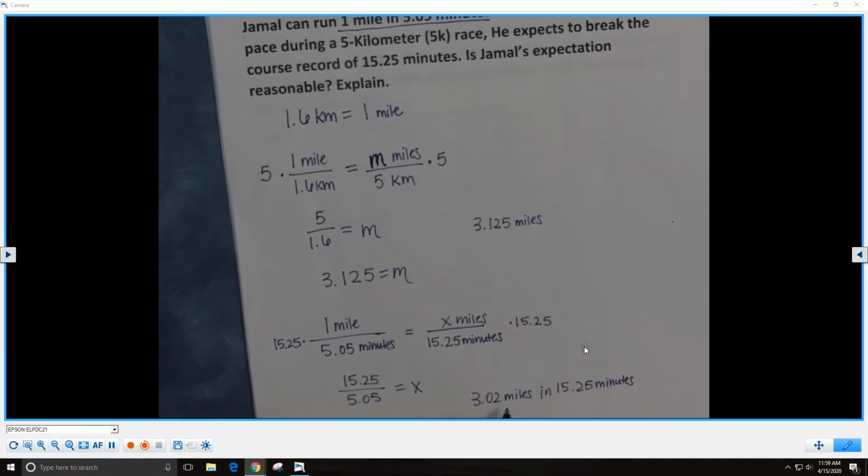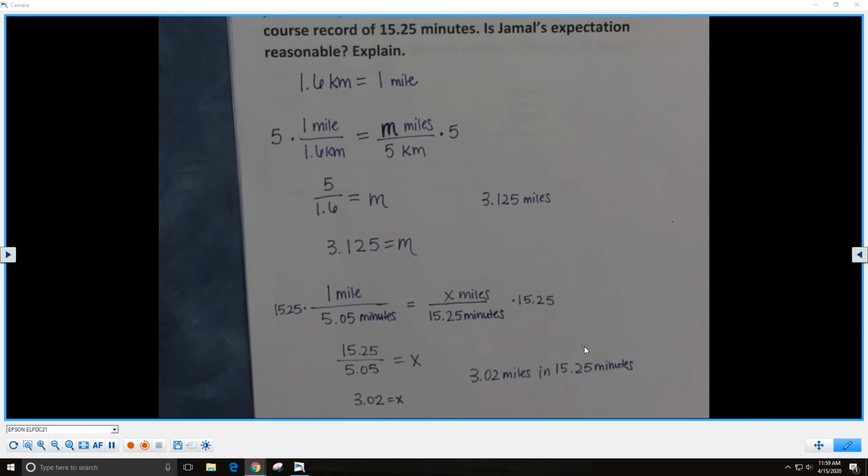Well, that 3 and 2 hundredths miles is just short of the 3 and 125 thousandths mile race, so he's not going to break the course record at that pace. So we just used the constant of proportionality to help us solve a real-world problem to help Jamal. Let's do some more problems to continue learning about the constant of proportionality.